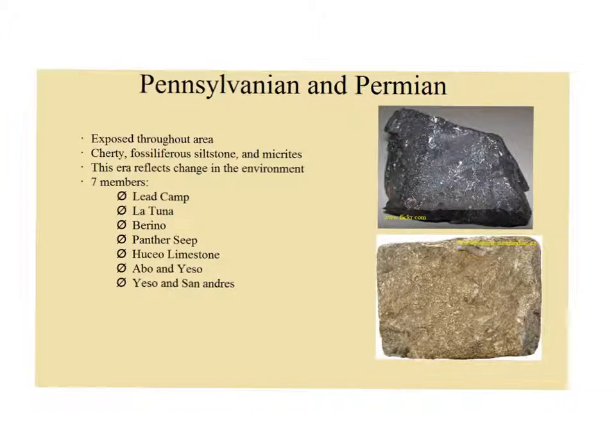Lastly, you have your Pennsylvanian and Permian era, which are exposed throughout the area. With these, you'll have sturdy fossiliferous siltstone and micrites. This era reflects a huge change in the environment, and this one is composed of 7 different members: the Lead Camp, La Tuna, Berino, Panther Seep, the Hueco Limestone, Abo and Yeso, and San Andres.